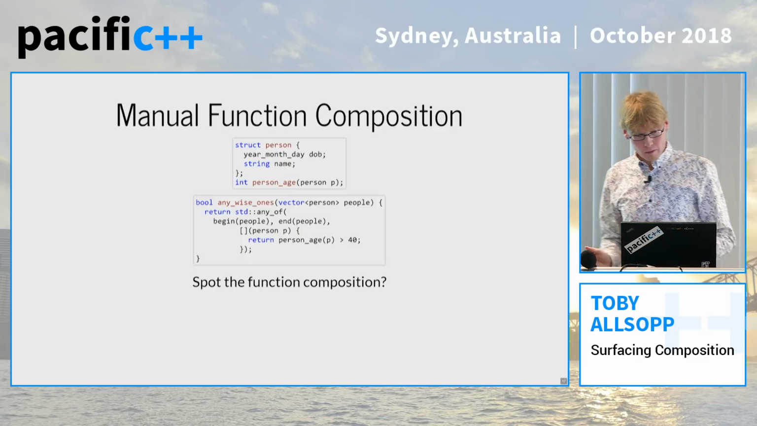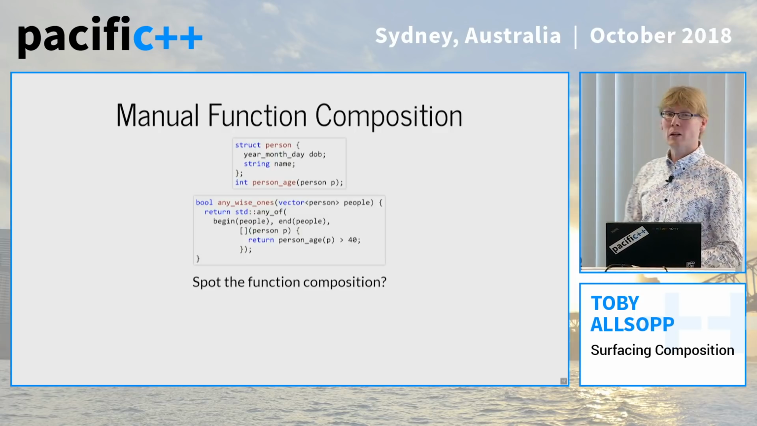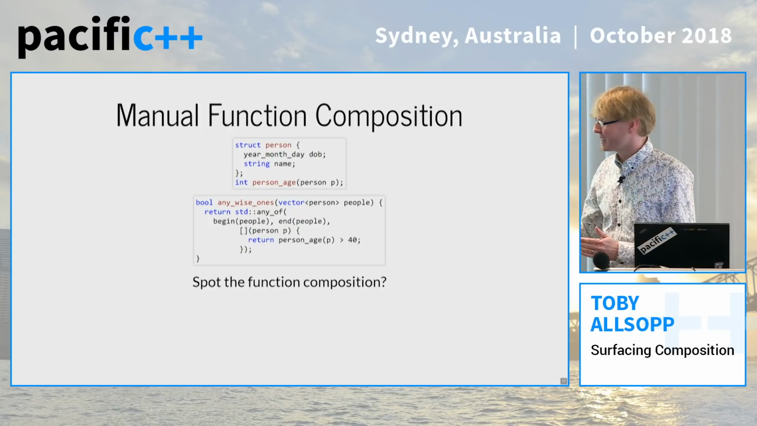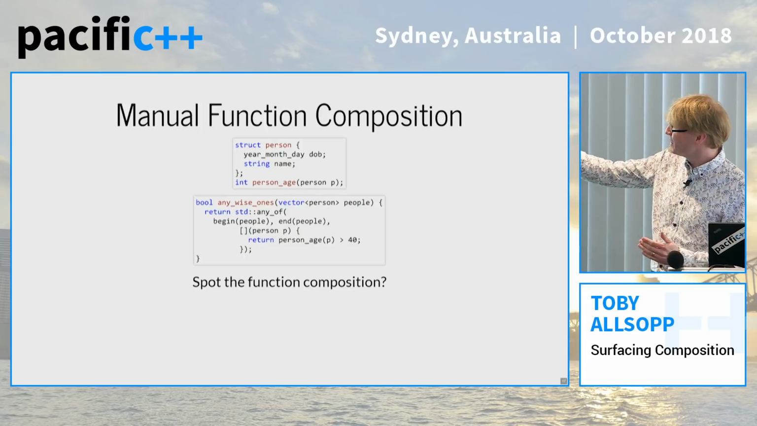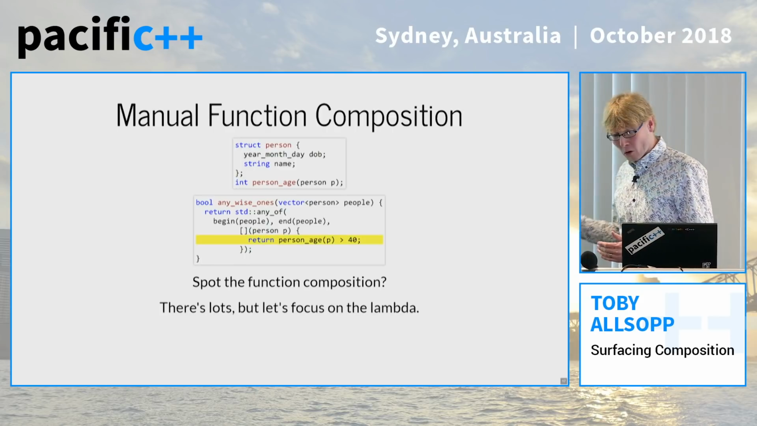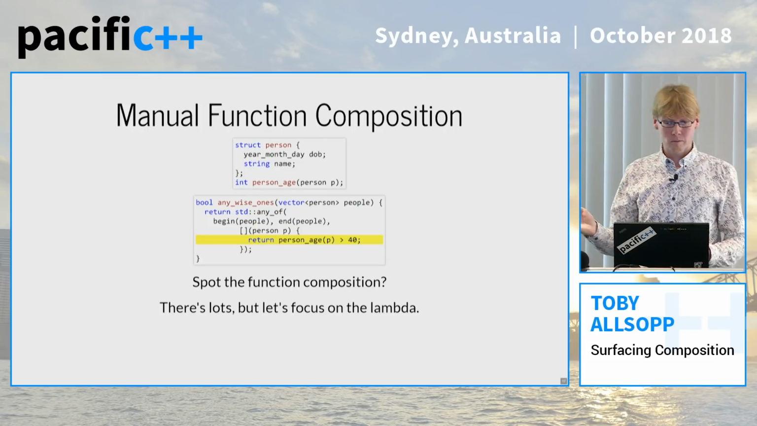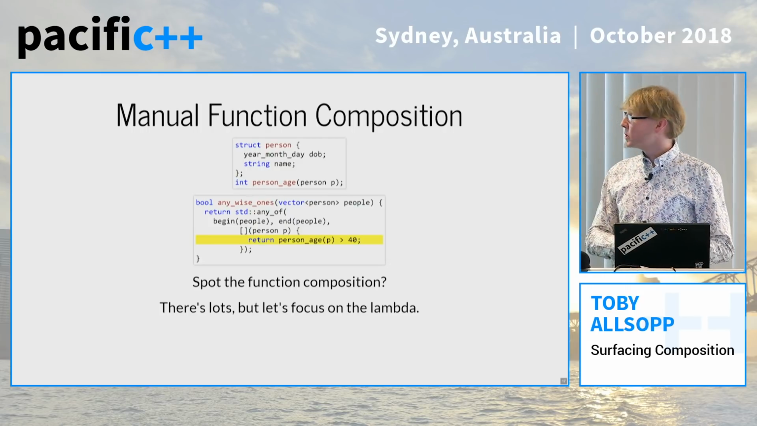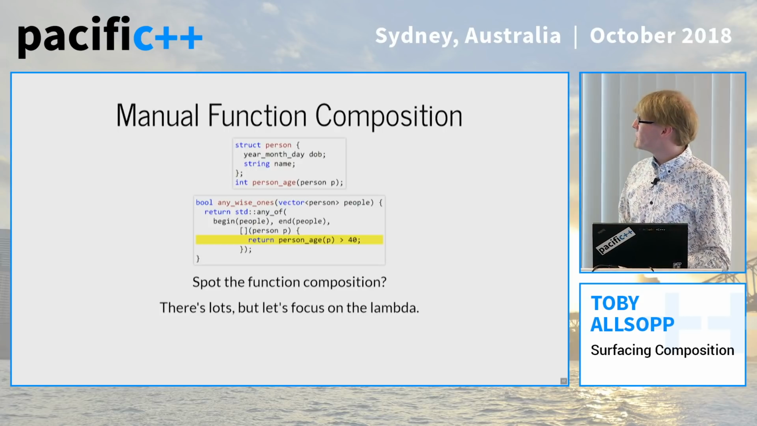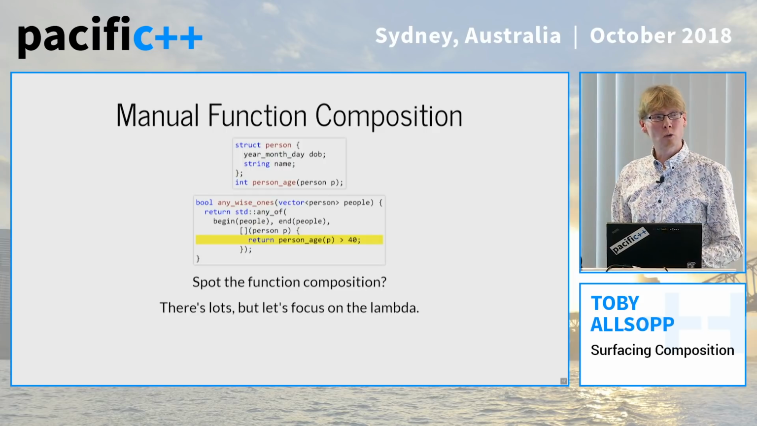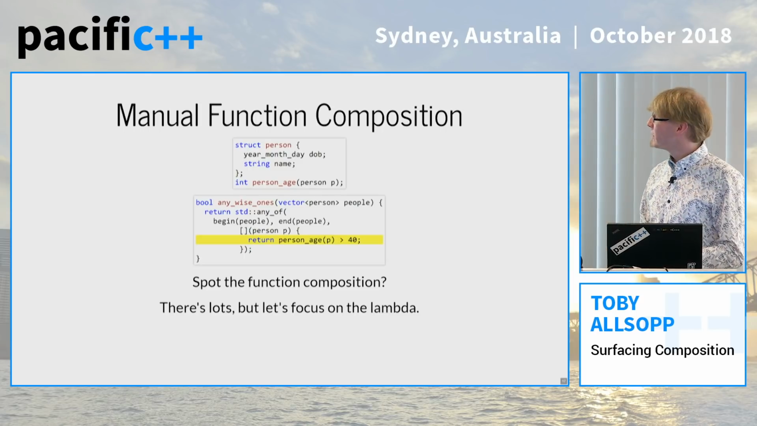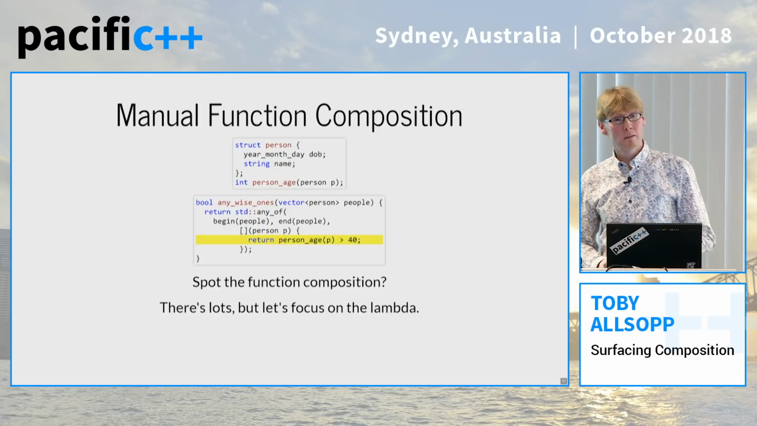So can we see any function composition happening in this code? There's actually lots of function composition happening, because we've got standard any of, that's a function. We've got begin, it's a function. End is a function. But the composition that I'm talking about is this lambda here, which might not immediately look like function composition. There are actually two function calls happening there. One is obvious, it's person age, and the other function call is to the greater than operator.